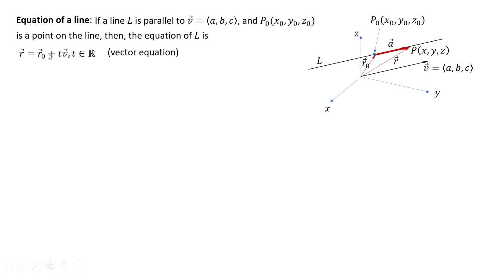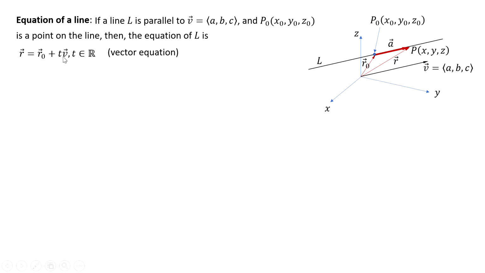So if we take, let's see what happens. If T were to be 0, what happens? Oh, this TV would be 0. And R would be R sub 0. Would that R represent a certain point on the line? You bet. R equals R sub 0. That means this particular point on the line.